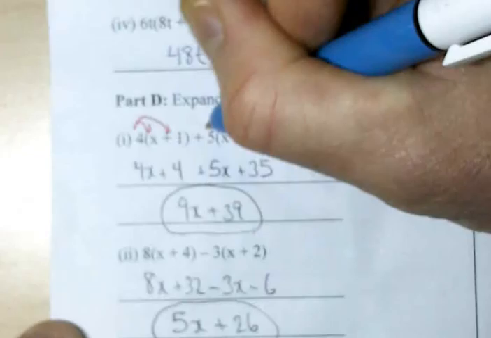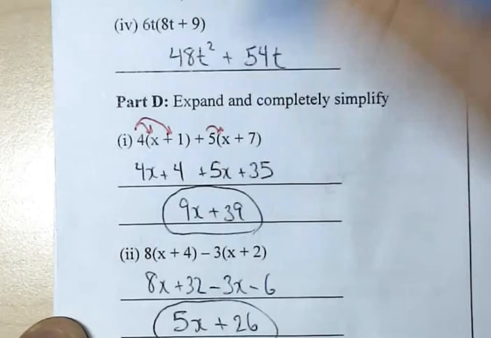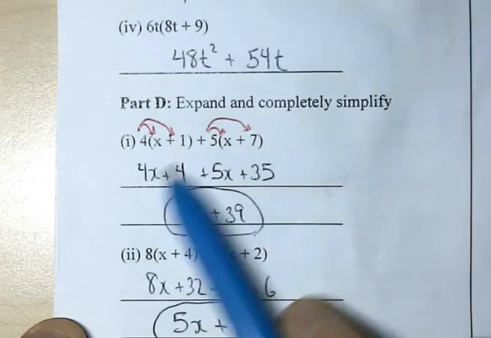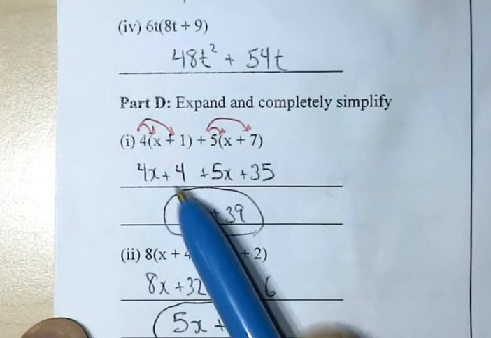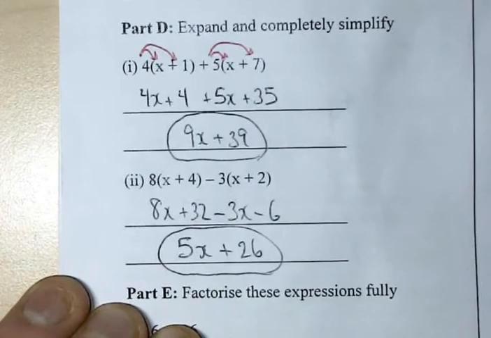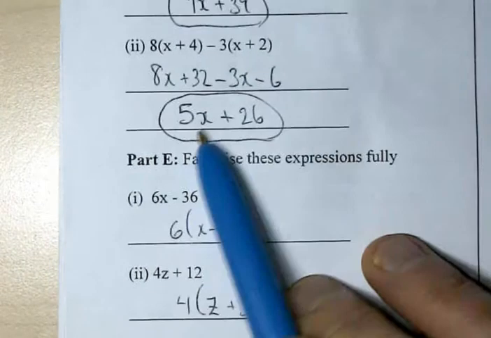5 times x is 5x. And 5 times 7 is 35. Combining like terms, 4x plus 5x, 9x. 4 plus 35, 39. Final answer, 9x plus 39. Questions? Good. Next one, very similar. Should have 5x plus 26.